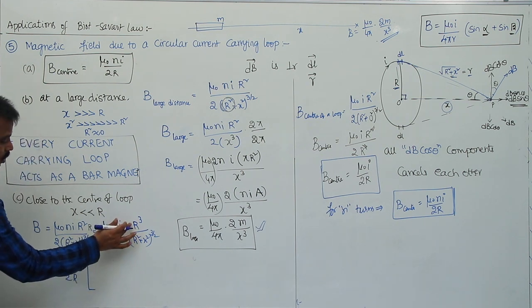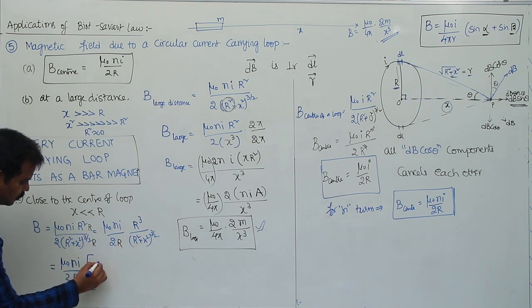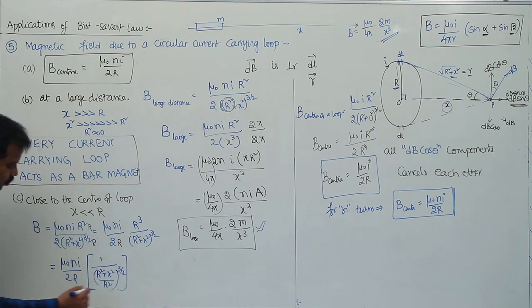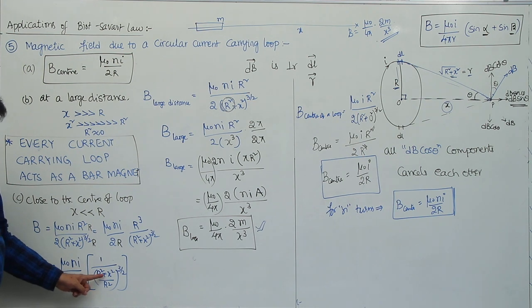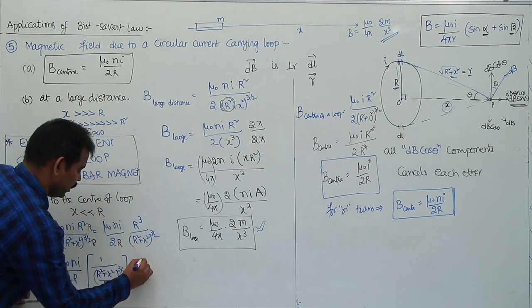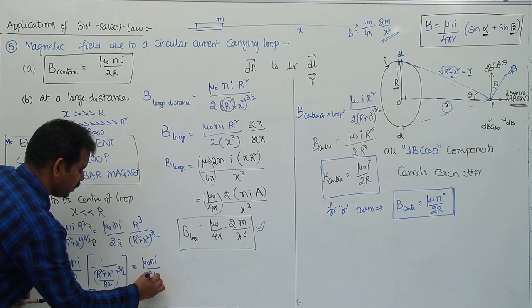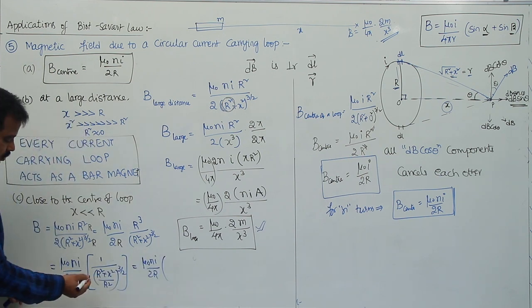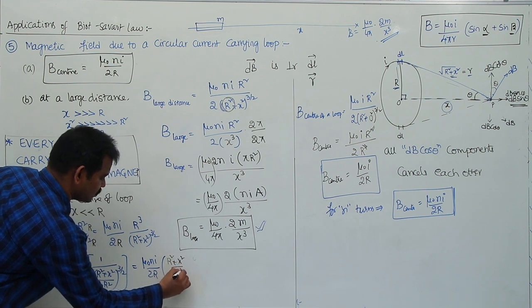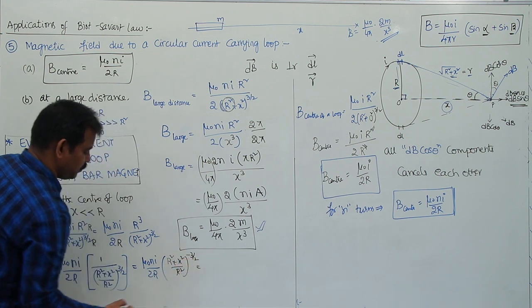the remaining terms, which are r cube by (r square plus x square) whole power 3 by 2. You can bring this r cube down, or you can also write this as 1 by ((r square plus x square) by r square) whole power 3 by 2. You can see the denominator (r square plus x square) whole power 3 by 2 is close to r cube only. So now this can be written as mu naught n I by 2r into (r square plus x square by r square) whole power minus 3 by 2.